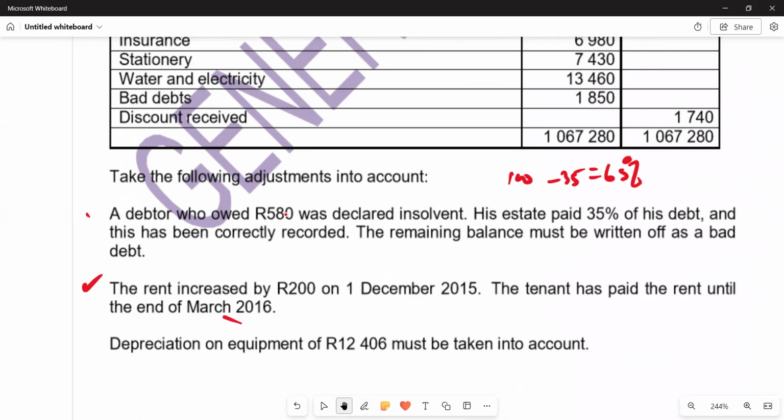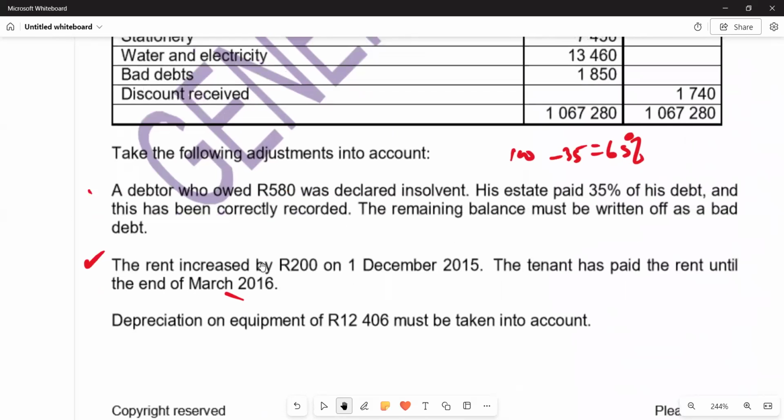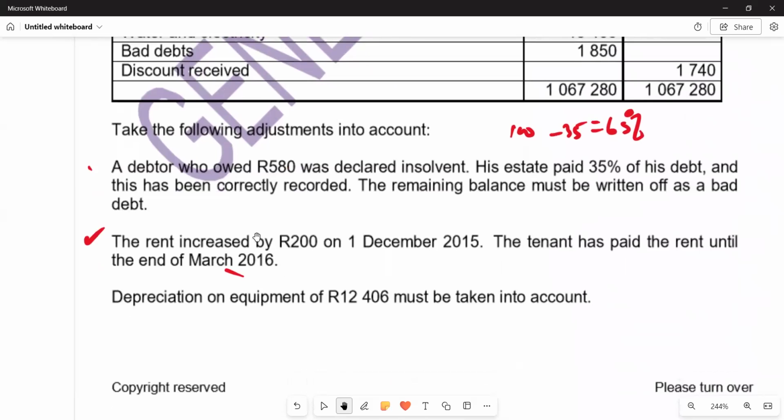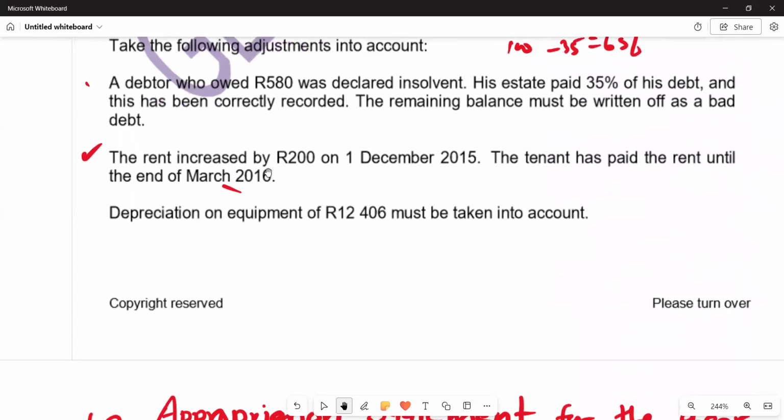But we need to calculate so that we can see the monthly rate that was received for March. We are not given it here, so we need to make a calculation by formulating a formula. So we are saying the rent increased by 200 on 1 December 2015. So we need to find how many months were there before it increased. Remember, the year is ending end of February. So we are saying March, April, May, June, July, August, September, October, November.